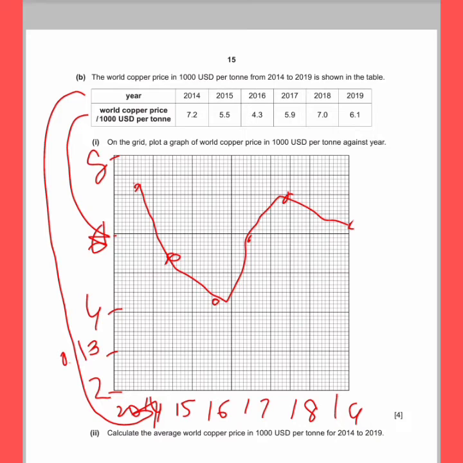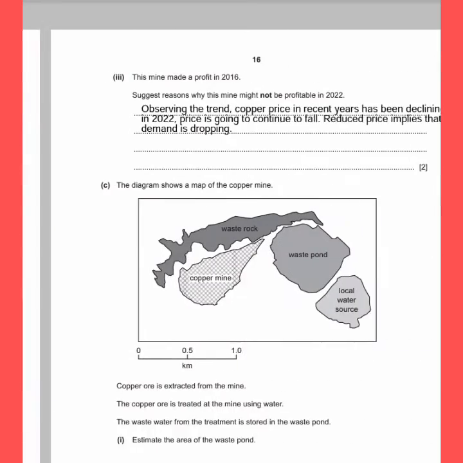We just simply add the values and divide them by the number of years or months of the independent value given, right? So here I was given years, I just counted the years, 14, 15, 16, 17, 18, 19, that is total of 6 years. So whatever your answer of the total value of world copper price divided by 6, okay? And I got 6, okay?